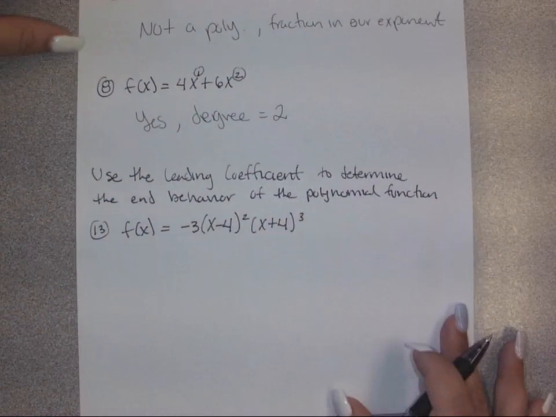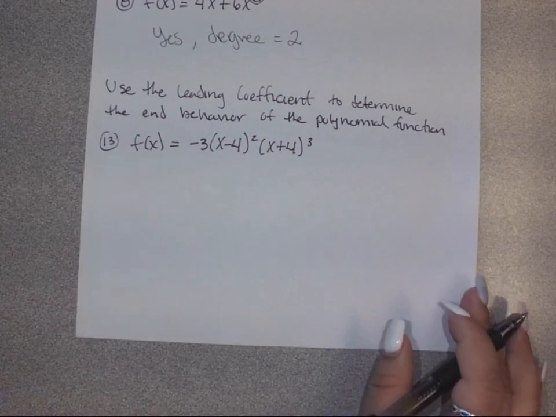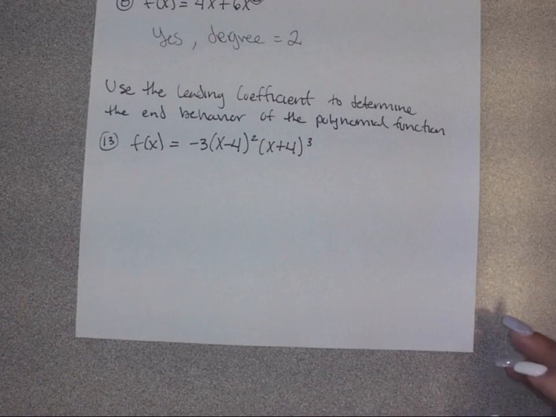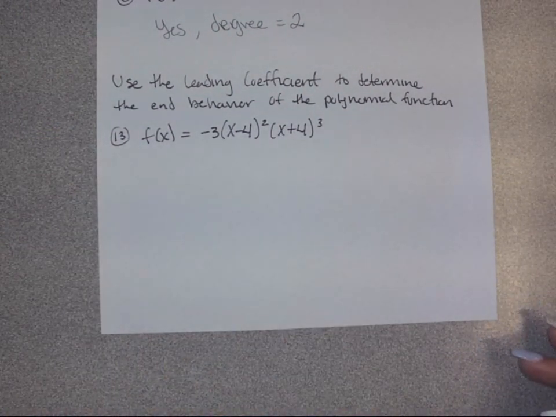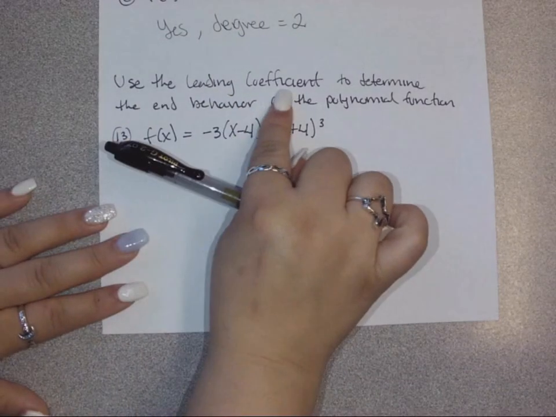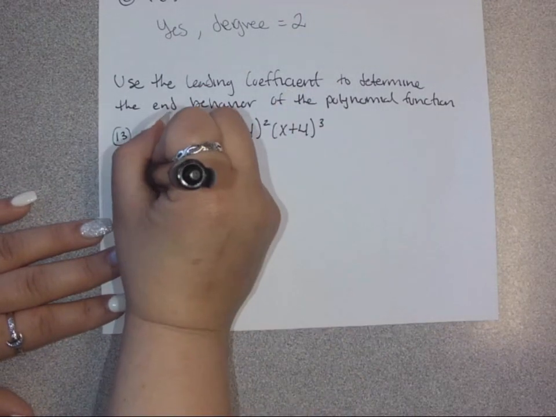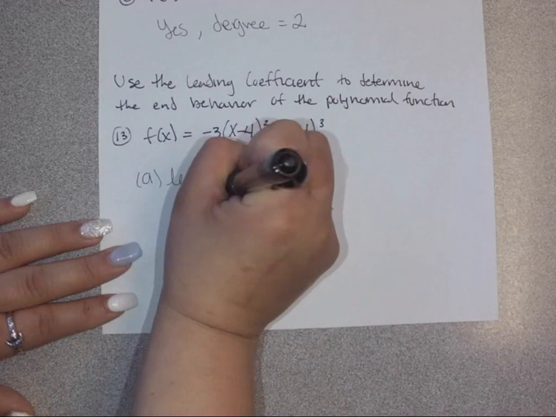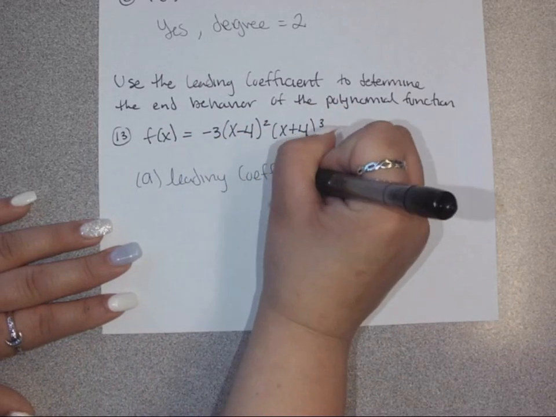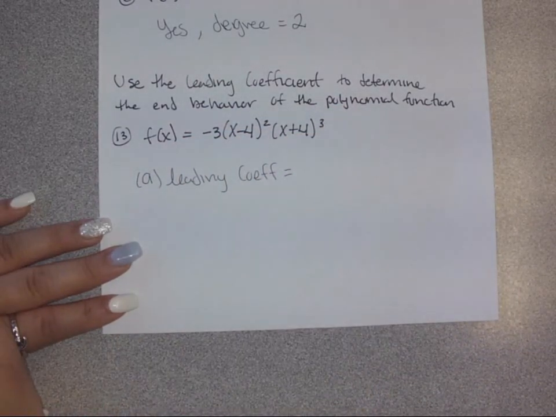So now let's use the leading coefficient to determine the end behavior of the polynomial function. So we know this is a polynomial function. Now we need to identify the end behavior. Remember, the end behavior is basically telling us whether it goes up or down on both ends when we're sketching the graph. So to find the leading coefficient, that's basically your A. Your A, it's your leading coefficient. So it's basically the number that's leading our polynomial.